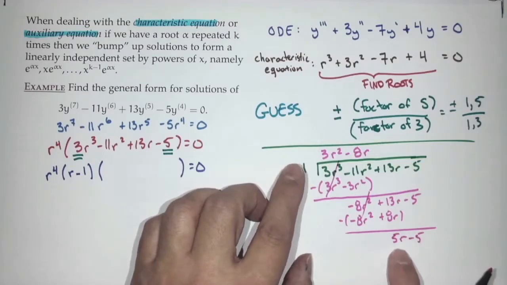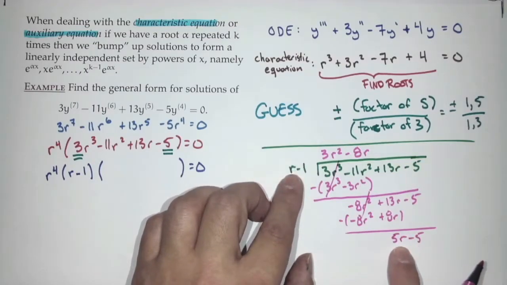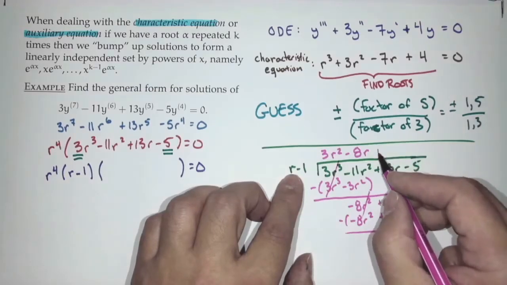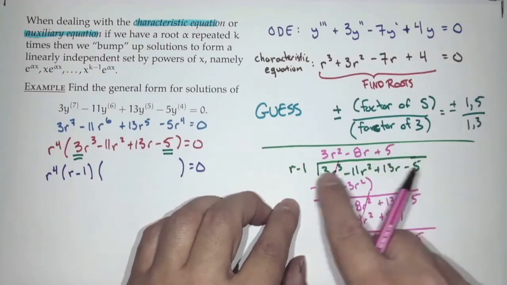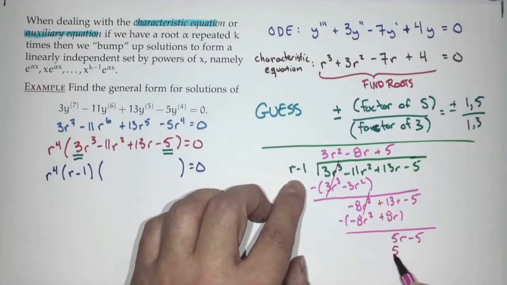What do I have to multiply r by to get to 5r? By 5. So then I multiply 5 by the whole expression, r minus 1. 5r minus 5. Subtract, what do I end up with? 0, which means I'm done.